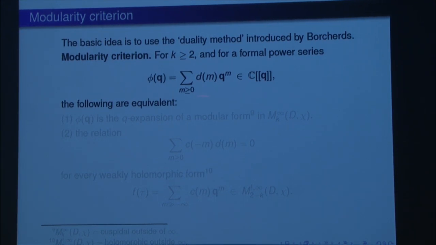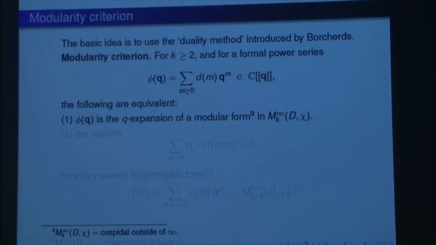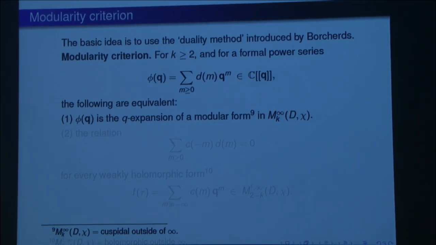If I have a formal power series like this, with d_m just some coefficients, so it's a formal power series in q, the following are equivalent. This is the q-expansion of a modular form of weight k on D, and this might be chi to the n here. Infinity means that it's cuspidal outside of infinity. I'm stating really the criterion we use, not some generality. So this is the q-expansion of a modular form which is cuspidal away from infinity, but is holomorphic at infinity. So it's a modular form in the standard sense.